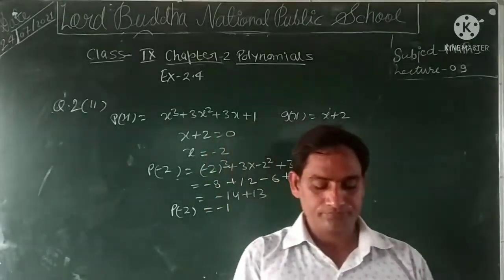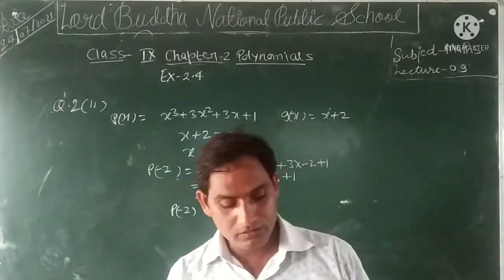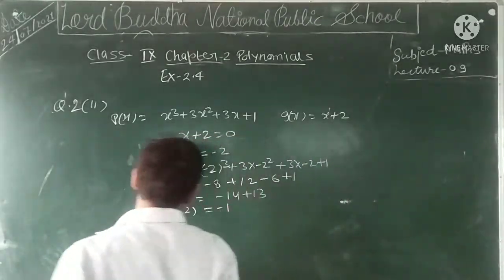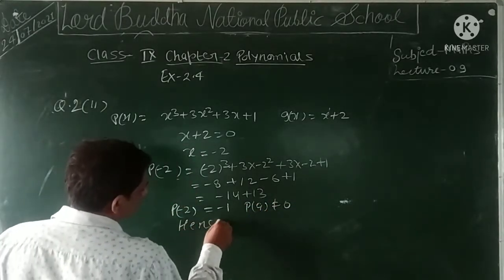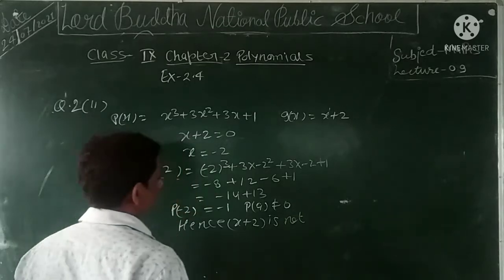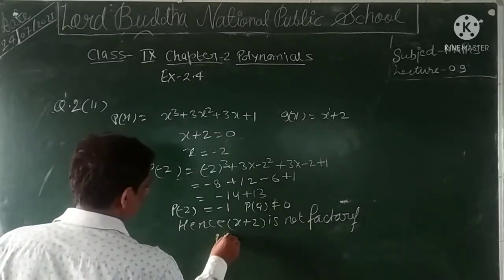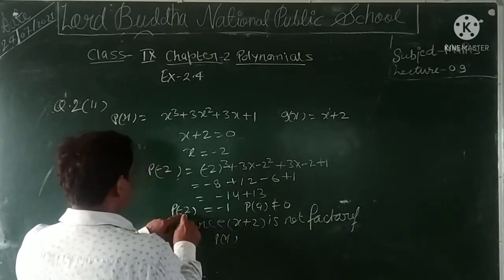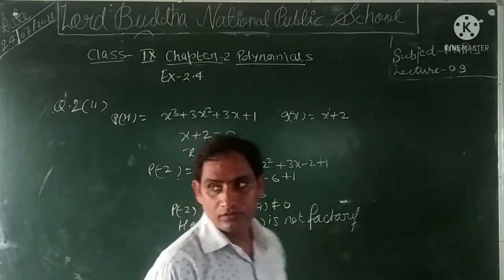Okay, now the value is minus 1, which means it is not 0. The value is not 0, hence p(a) is not equal to 0. Hence x plus 2 is not a factor of p(x). According to the factor theorem, if p(a) is 0, then it is a factor, but here p(-2) equals minus 1, which means p(a) is not equal to 0. Hence x plus 2 is not a factor of p(x).